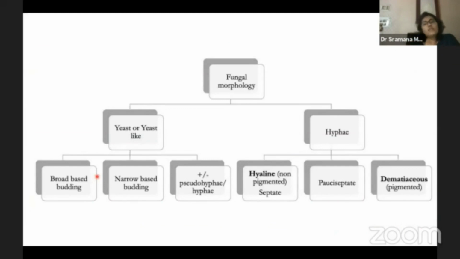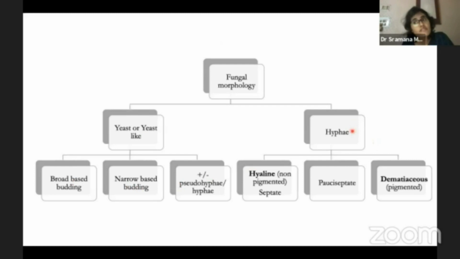Now, what about fungal morphology? The pathologist's role is quite simple. We will first try to go with an algorithmic approach. We will first see whether we are seeing yeast or yeast-like structures, or filamentous hyphal forms. If they are yeast or yeast-like structures, we will see what kind of budding, that is asexual reproduction, is taking place. Is it broad-based or narrow-based? We will check whether there are pseudohyphal structures or true hyphal structures with the yeast forms.